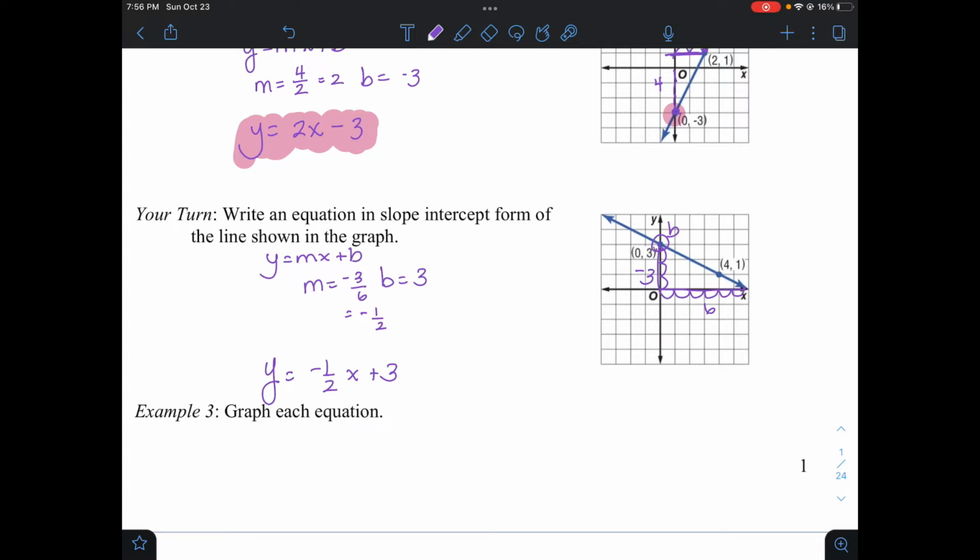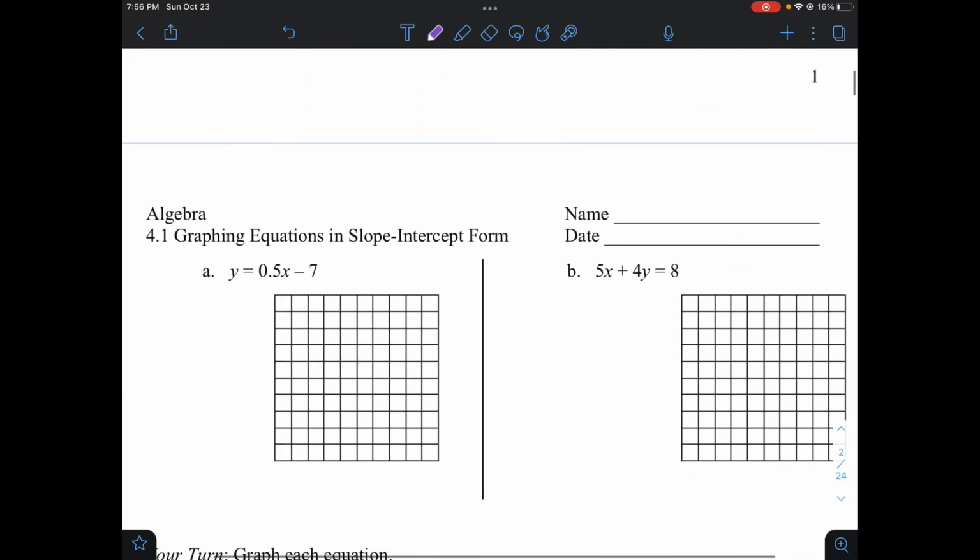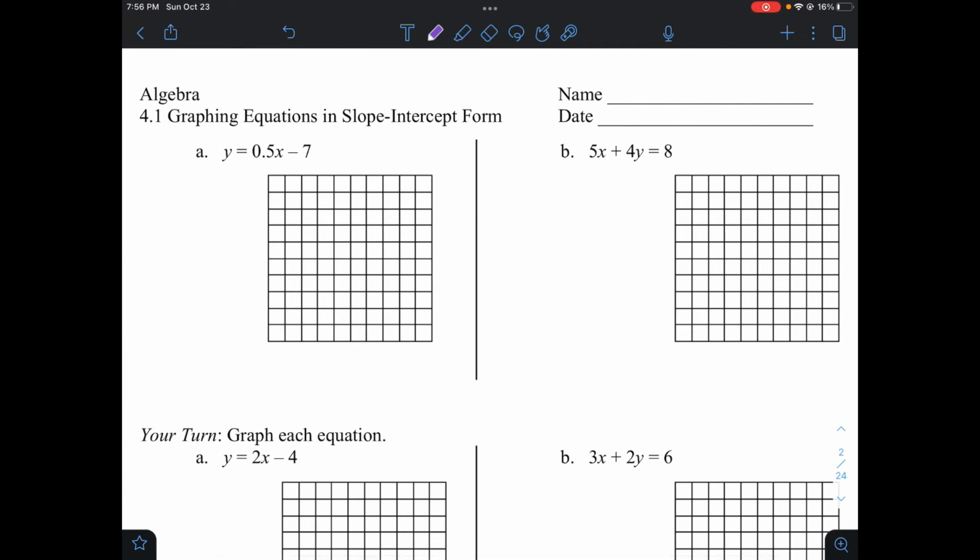Moving on to example 3, it's asking us to graph this equation. We're going to graph them similarly to the way that we wrote our equations. If it says y equals 0.5x minus 7, I'm going to rewrite the value in front of x as a fraction. So it's going to be y equals 1/2 x minus 7. It's the one time fractions are a little bit easier to work with.